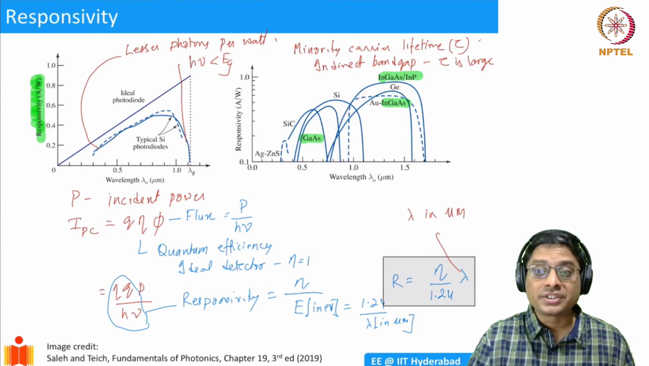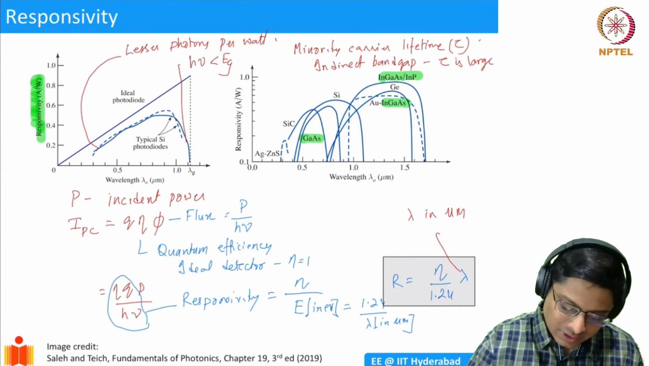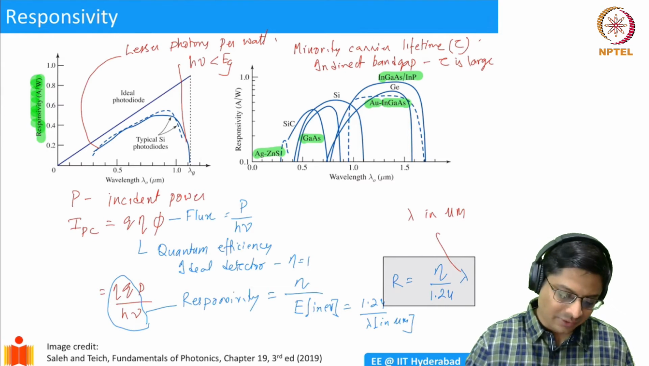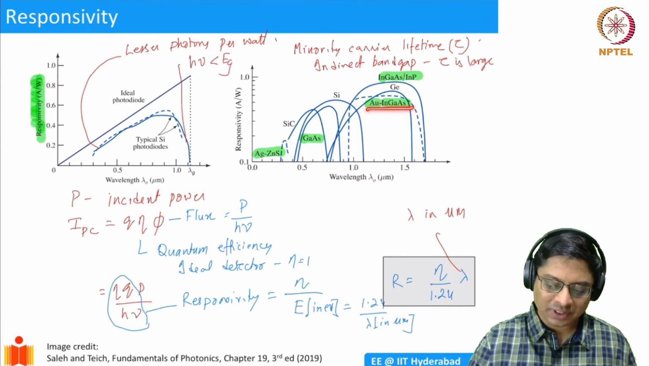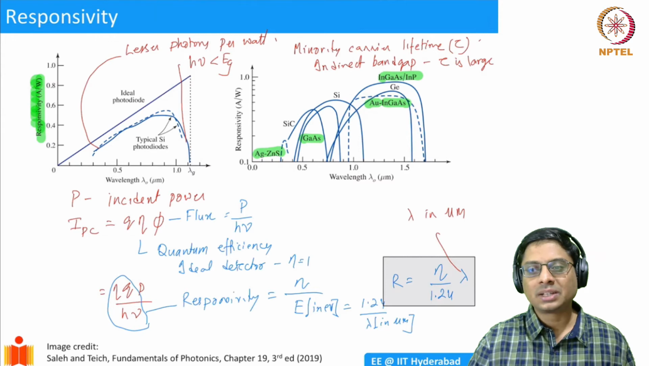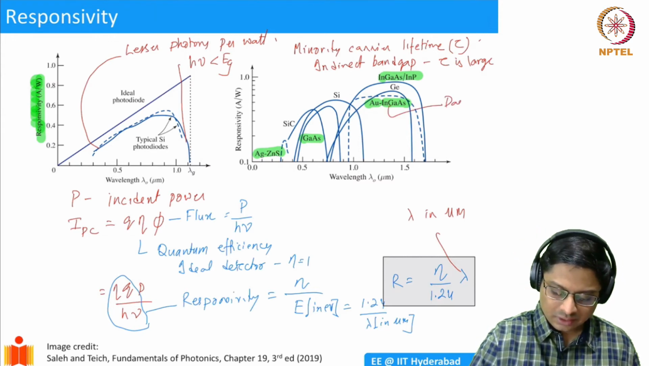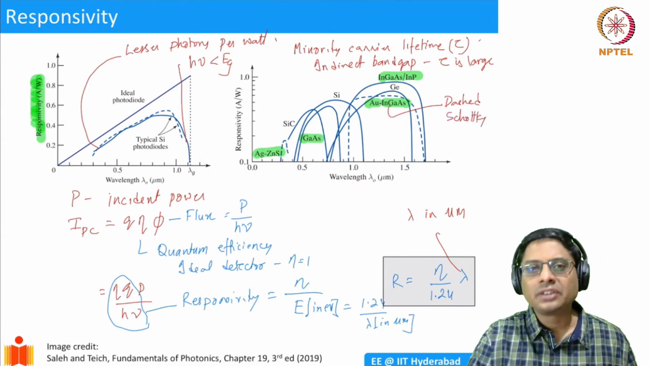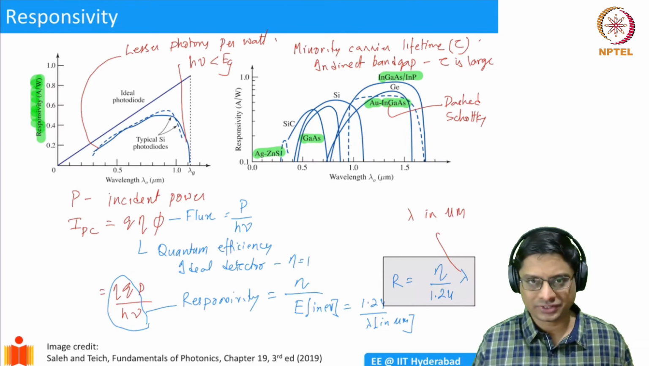We can use PN junctions. We can also use Schottky junctions. For example, here what is shown is the Schottky junction. In this case, a silver and zinc sulfide junction can have responsivity even in a very small wavelength range, and gold and indium gallium arsenide can have responsivity in a larger wavelength range. So these are basically Schottky junctions. The dashed curves are the Schottky junctions. Even there you have a depletion region, so you can use it for photodetection purposes, and they have some advantages.